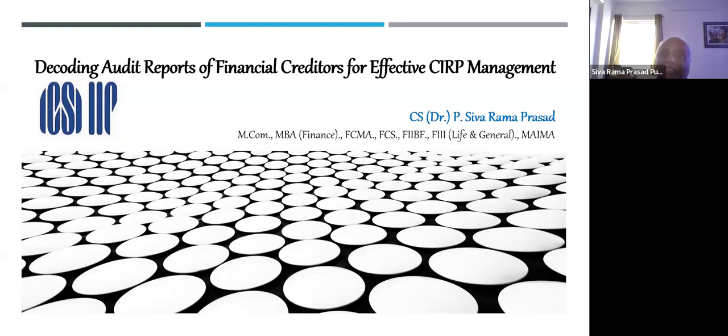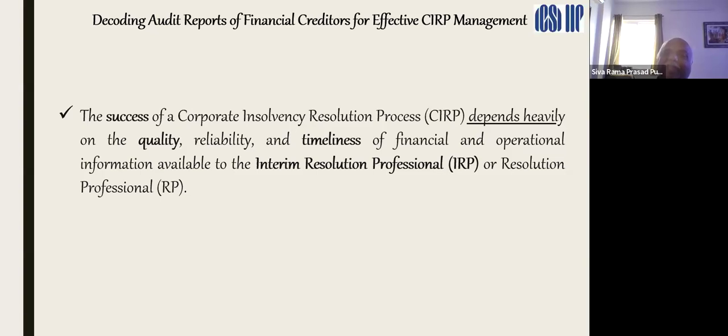That is why, for the audit reports and the financial information about the corporate debtor, 50% is available with the financial creditors. The remaining 50%, anyhow, you are putting efforts into. All these things I will discuss in detail: decoding audit reports of the financial creditor for effective CIRP management. The success of a CIRP depends heavily on quality.